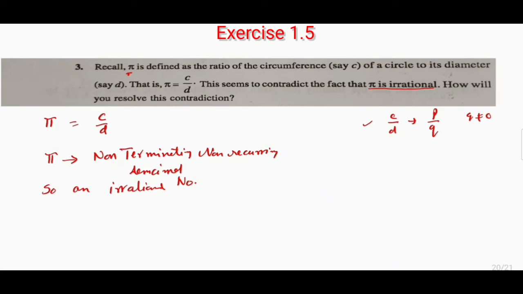The third question here is: pi is defined as the ratio of the circumference of a circle to its diameter. That is, pi is equal to c upon d. Here we have written this c upon d. This seems to contradict the fact that pi is an irrational number. How will you resolve this contradiction?